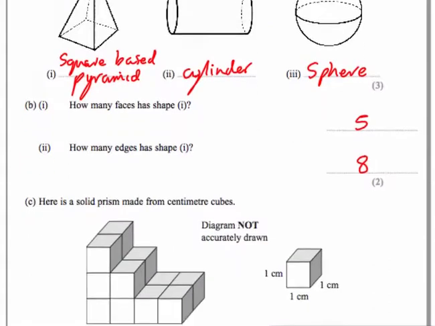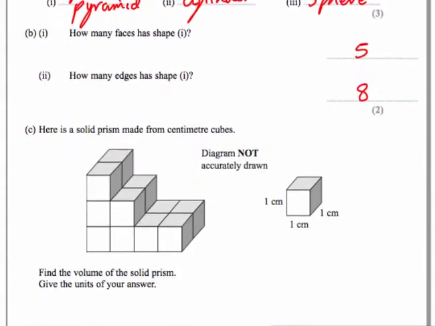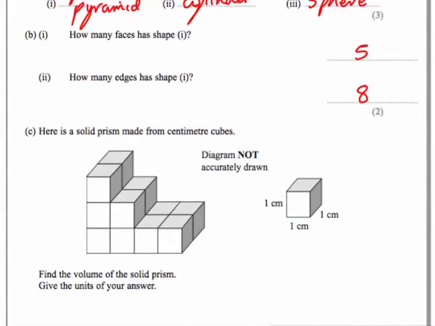Here is a solid prism made from centimetre cubes. Find the volume of the solid prism. Give the units of your answer. A solid prism made from centimetre cubes. Well, this is the clue, isn't it? They are centimetre cubes. Here we go.